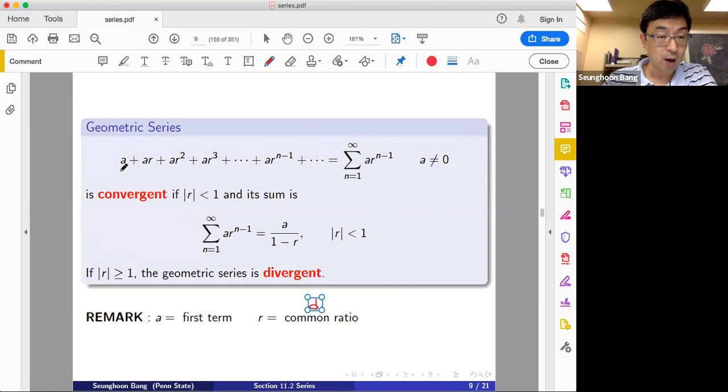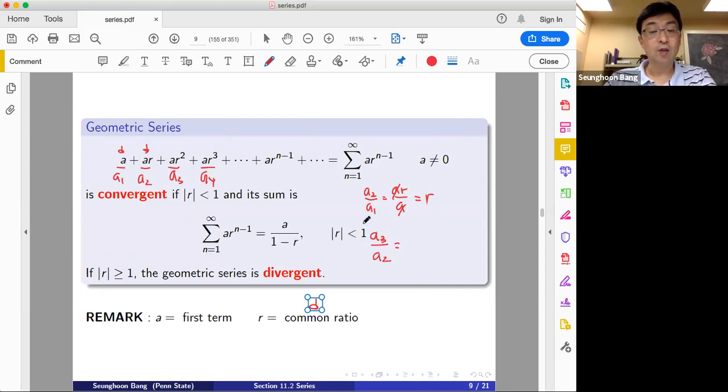Because you can think about the first term is a1, the second term is a2, the third term is a3, the fourth term is a4. We can think about the ratio. What is a2 over a1? a2 is ar over a1 is a. The a is crossed out, leaving r. What is a3 over a2? a3 is ar squared.